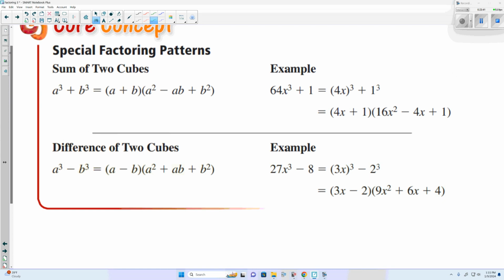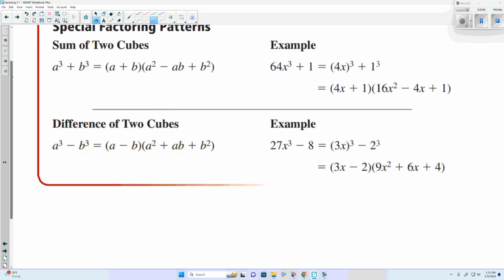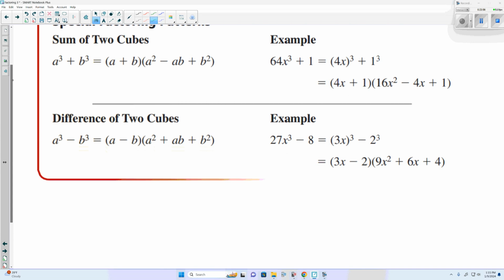All right, guys. This is the next thing that we're going to do. Sum and difference of perfect cubes. Now, there are 2 set patterns for the sum and difference of perfect cubes. And one of them, for the sum of 2 cubes, is a plus b times a squared minus ab plus b squared.